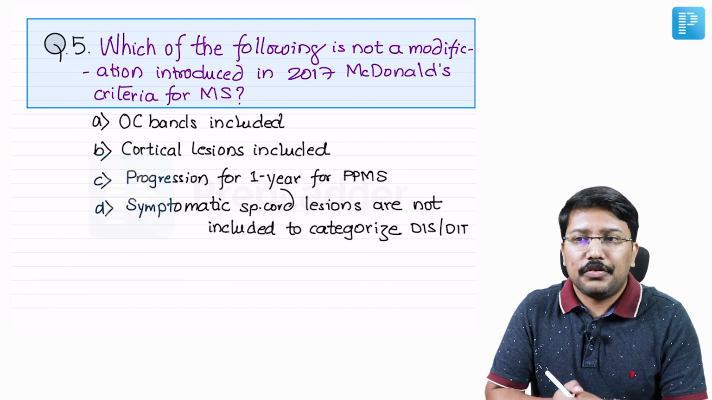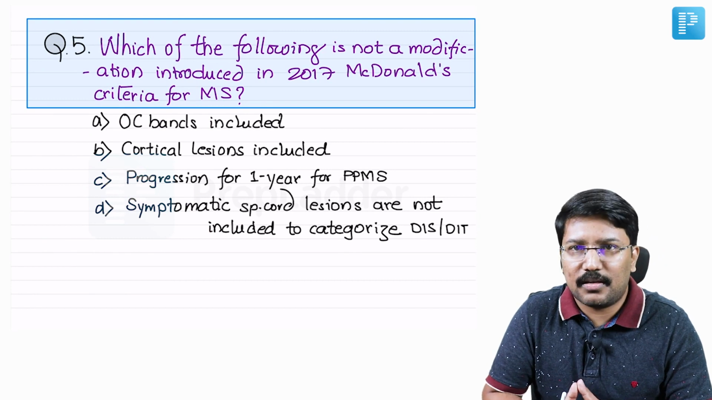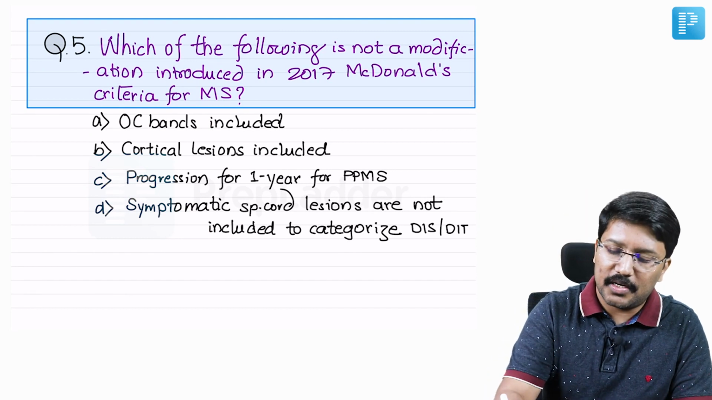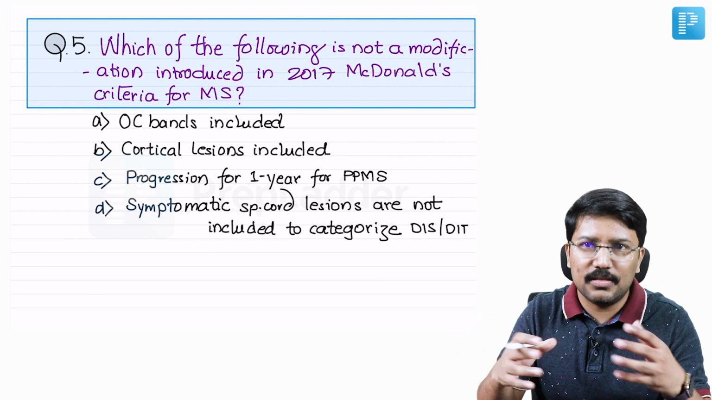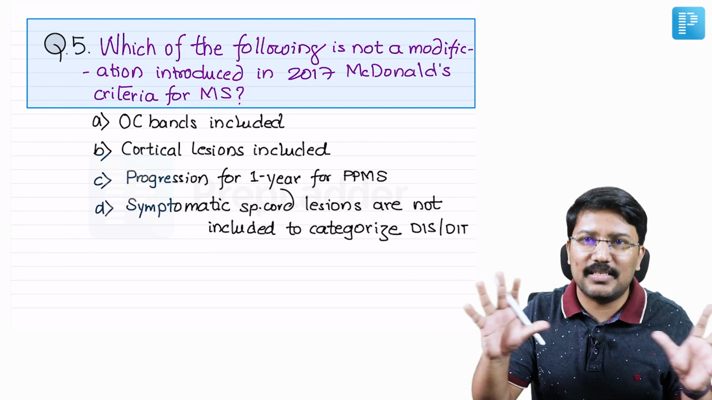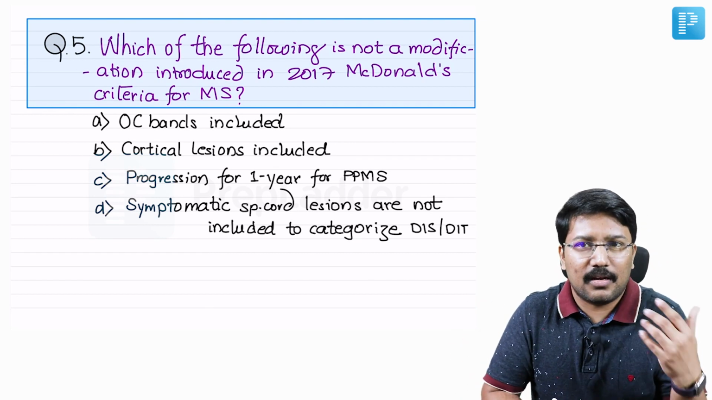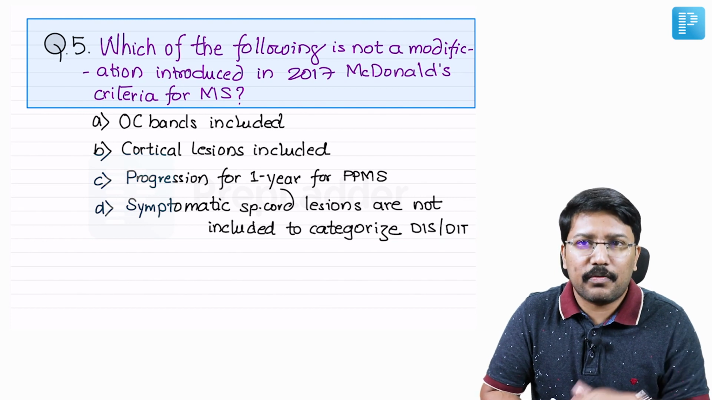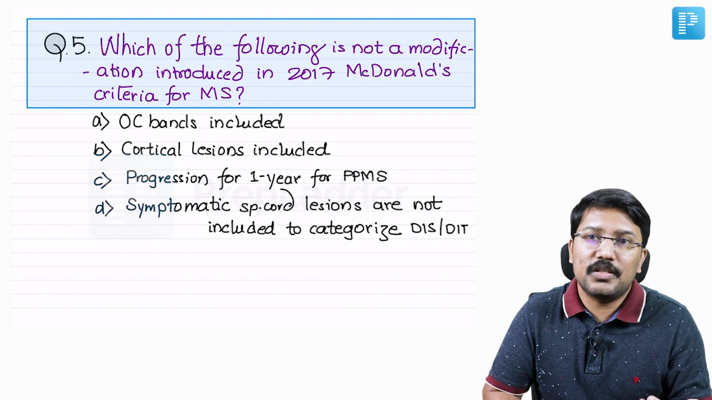Okay. Which of the following is not a modification introduced in the 2017 McDonald's criteria? So we know McDonald's criteria is used for multiple sclerosis. We are all very much familiar. We are trying to prove that there are lesions disseminated in space and time. That is the essence of the McDonald's criteria. McDonald's criteria has been in place for quite some time. The latest modification came in 2017, right? So in 2017, some new things were included.